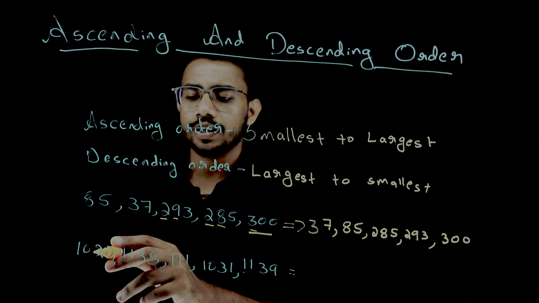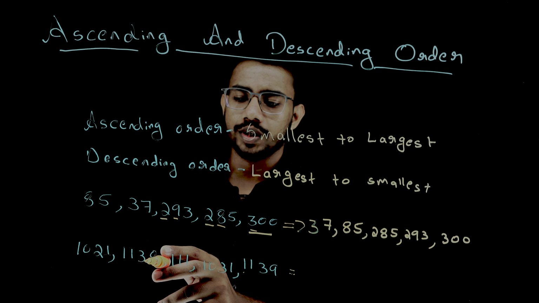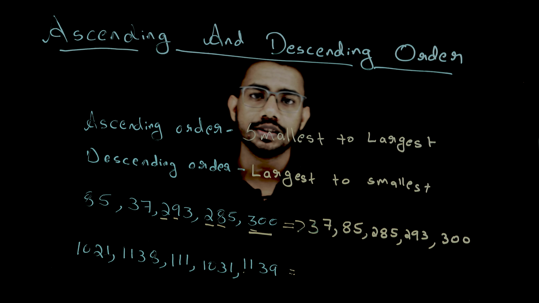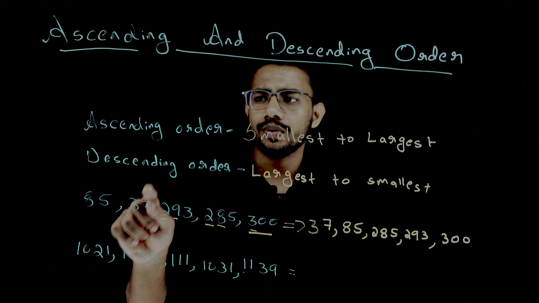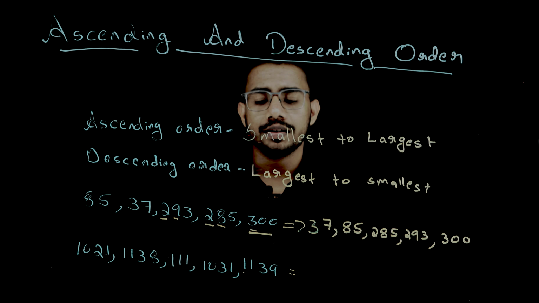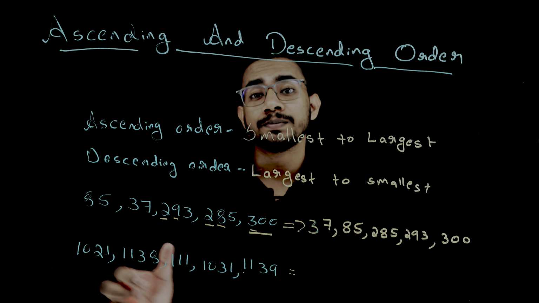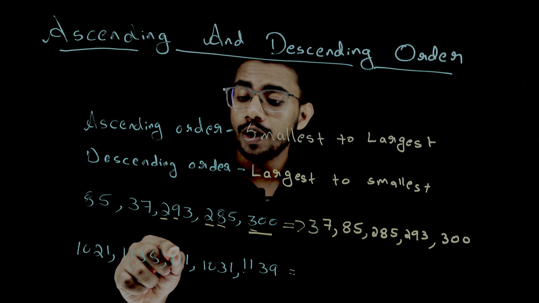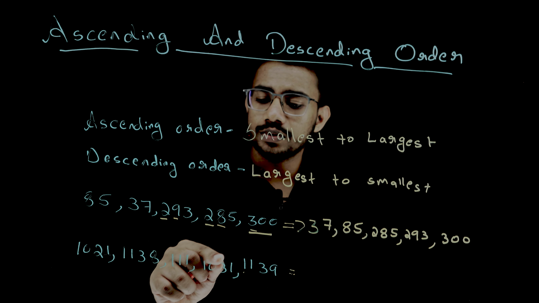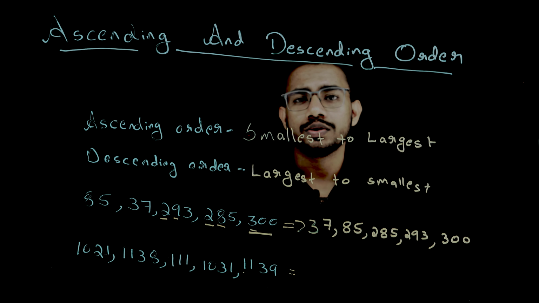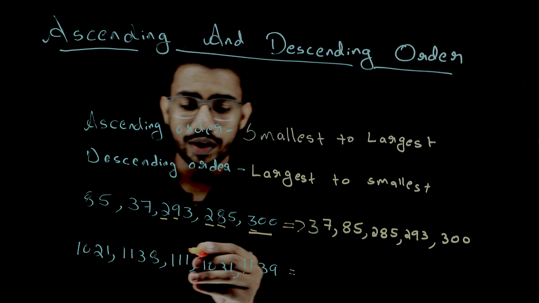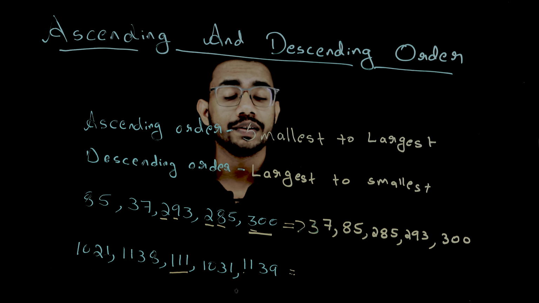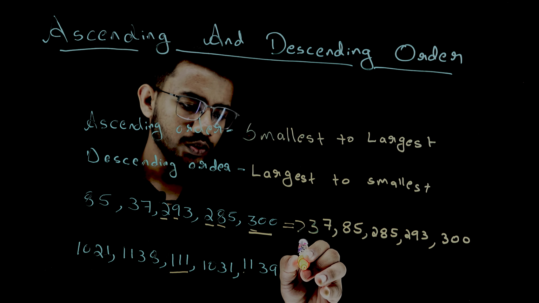So let's consider the second one. I'm having 1021, 1138, 111, 1031 and 1139. Now here also we are going to arrange them in ascending order, and the first thing we have to compare is the number of digits here. So all the numbers except 111 have 4 digits. So 111 will be the smallest one. So 111.